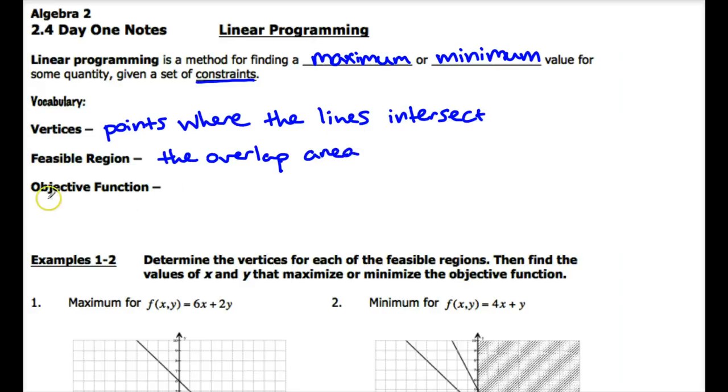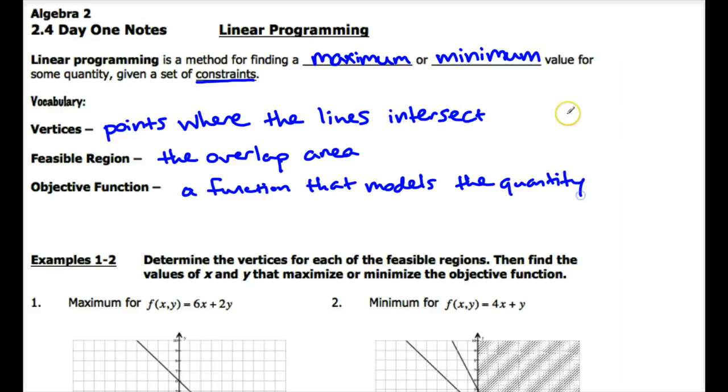And then finally, this phrase objective function, that is a function that models the quantity you're trying to maximize or minimize. A function that models the quantity that you are trying to maximize or minimize.